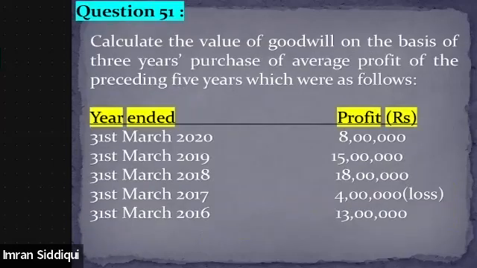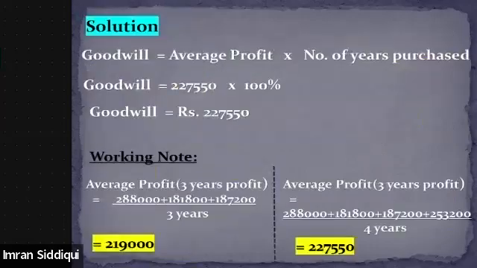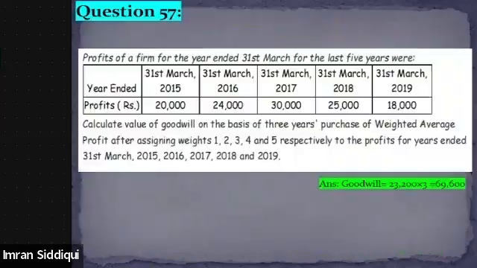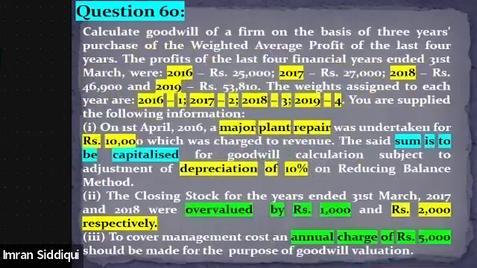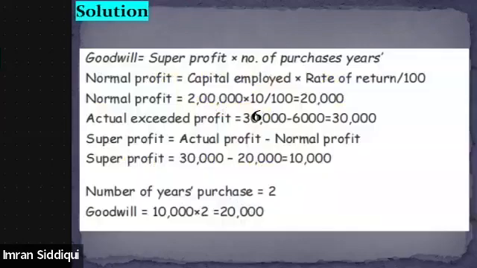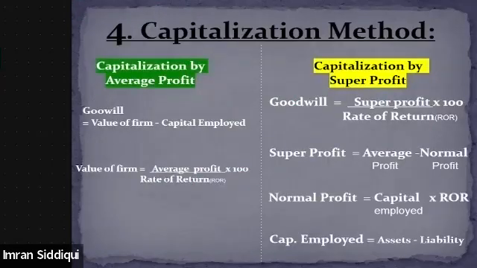Anyway, in the previous class we covered the super profit method and the weighted average method. Now in today's session, let's understand how we actually calculate goodwill based on the capitalization method. Just for a quick recap, we understood this formula. We have already written this formula in the last session.